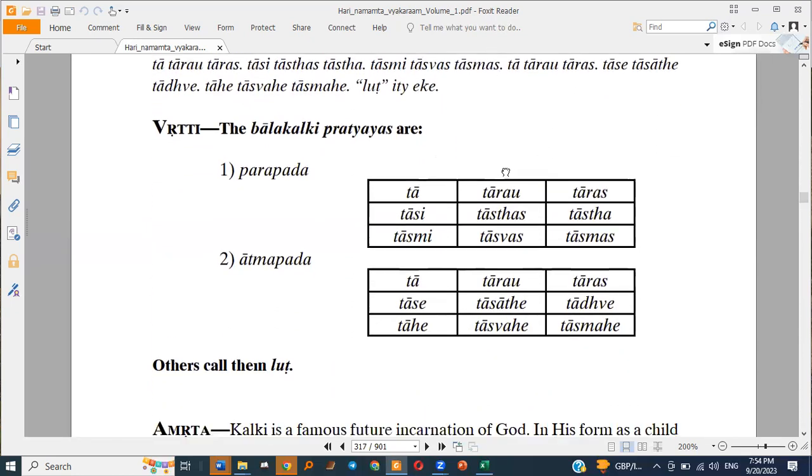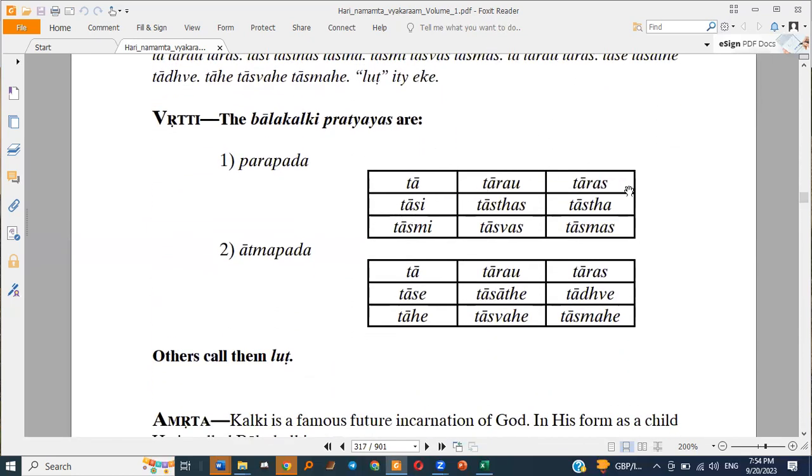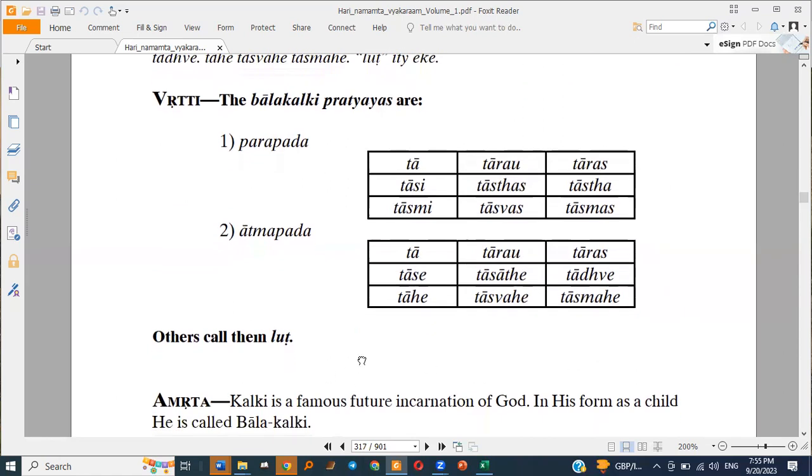Balakal. So Ta Taru Taras, Tasvi, Tastas, Tasma, Tasmi, Tasmas, Tasmas. Ta Taru Taras, Tasi, Tasati, Tadve, Tahi, Tasvahe, Tasmahe. So these are called Lut.